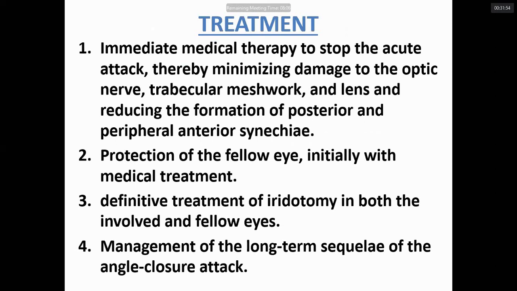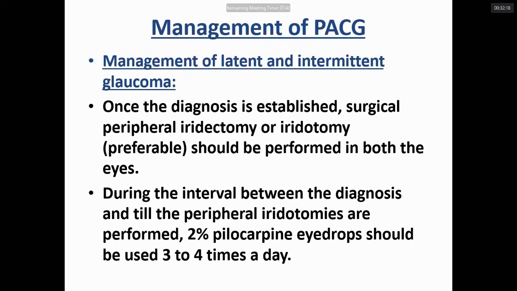The treatment depends upon the type: immediate medical therapy to stop the acute attack, then prevent damage to the optic nerve, trabecular meshwork and lens, reduce the formation of posterior and peripheral anterior synechiae, protect the fellow eye, with definite treatment of iridotomy in both eyes, and management of long-term sequelae. For latent and intermittent glaucoma, once the diagnosis is made, we do either surgical peripheral iridectomy or laser peripheral iridotomy, after putting in 2% pilocarpine.